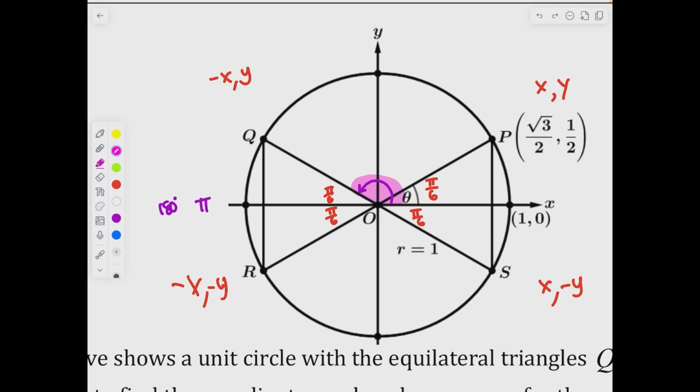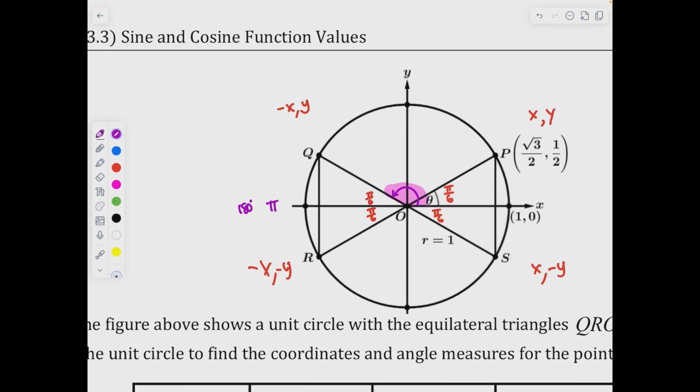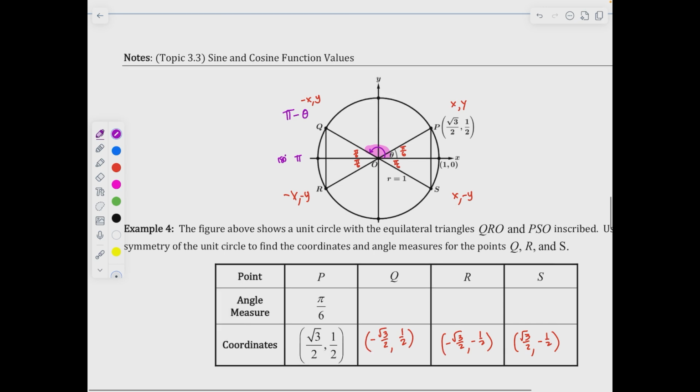In order to get this angle, I actually want to take the 180 degrees, the pi, and subtract my angle from it. So if I do pi minus pi over 6, that's 6 pi over 6 minus pi over 6, which leaves me with 5 pi over 6. Okay, so anything in quadrant number 2 is going to be pi minus theta.